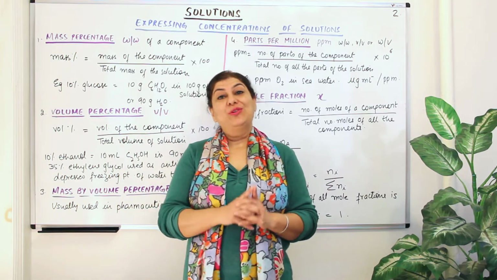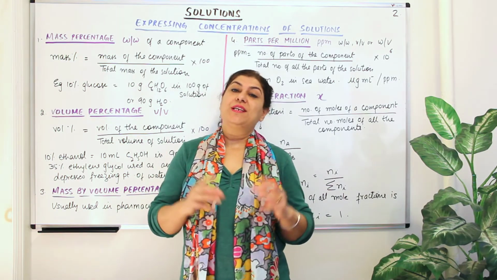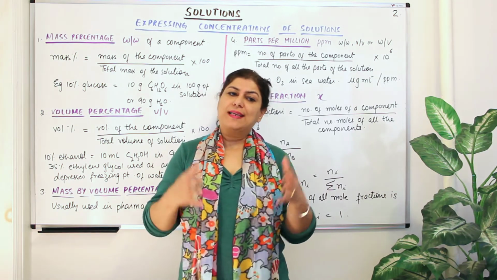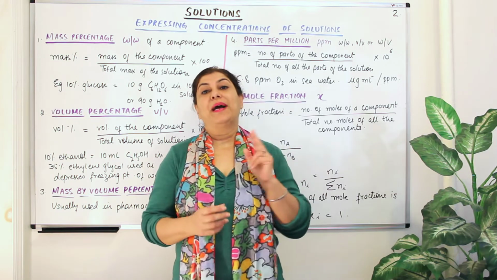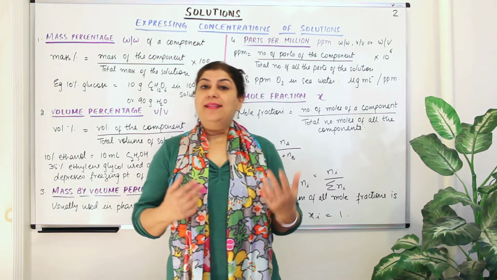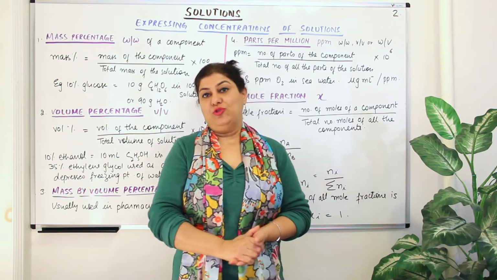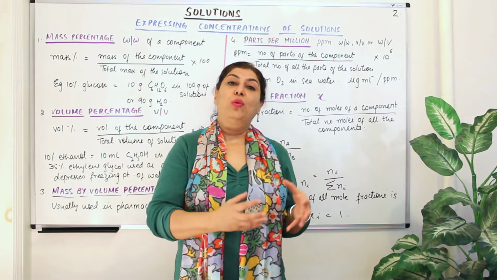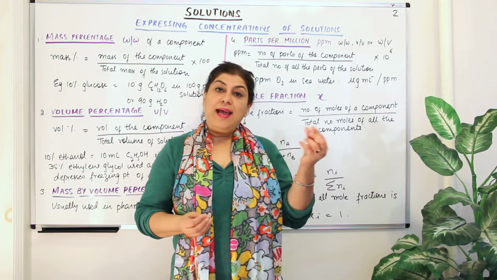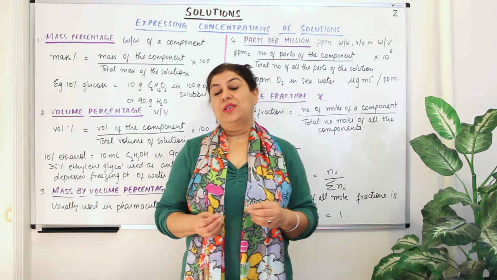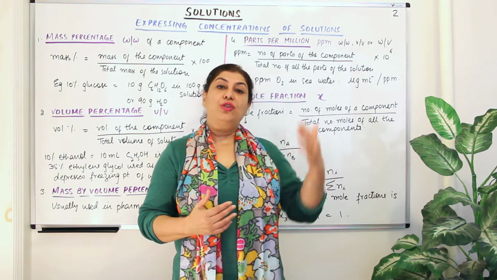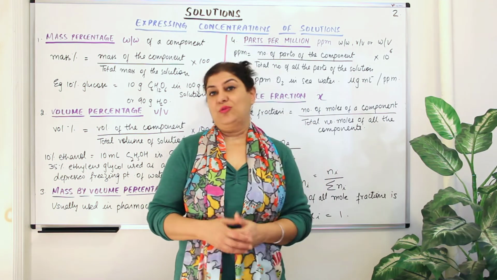In part 1, I told you that solutions are homogeneous mixtures of two or more components. And then I went ahead to tell you that in this chapter, we would be studying binary solutions, which means solutions which have only two components. And then I went ahead to classify the solutions on the basis of the solvent, that is that substance which is present in larger quantities, known as the solvent, and that substance which is present in lesser quantities, known as the solute. And on the basis of solvents, we can categorize solutions into solids, liquids, and gaseous solutions.